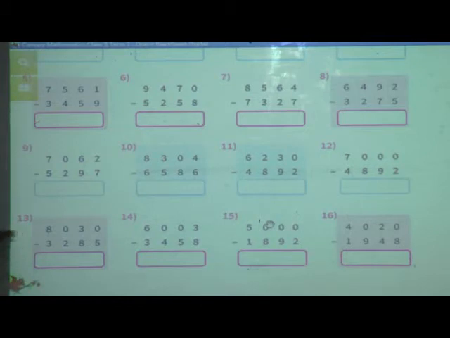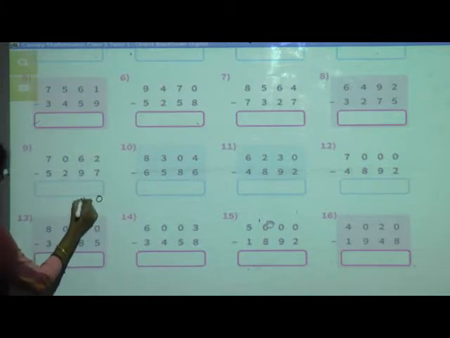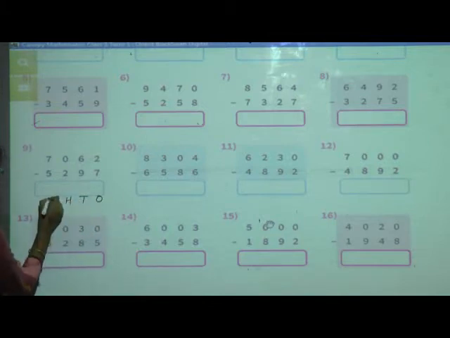So see the 13th one, an odd number sum. The first number is 8030, which is a 4-digit number, and the other number is 3285, and we have to subtract. First of all, we will write their places. This is ones place, this is tens, this is hundreds, and this is thousands place.